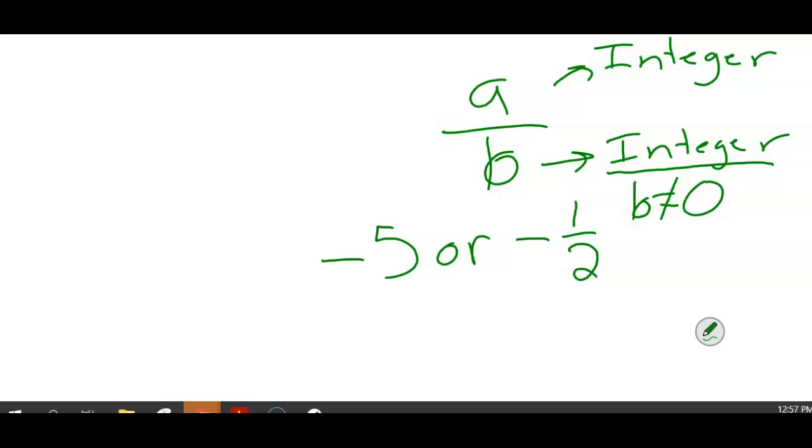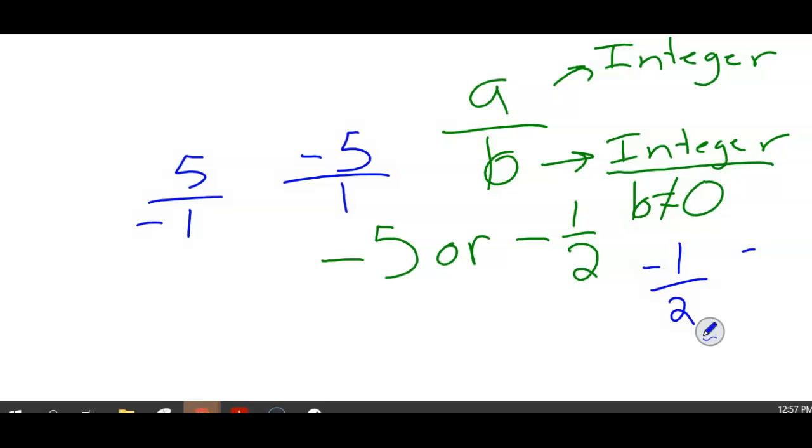We write -5 as -5 over 1. It doesn't matter where you put the negative sign. It could be 5 over -1, -1 over 2 or -1 over -2. Is 5 an integer? Is -1 an integer? It is a rational number. Right? So negatives are also rational numbers, as long as they follow the A and B. Question? Sure?